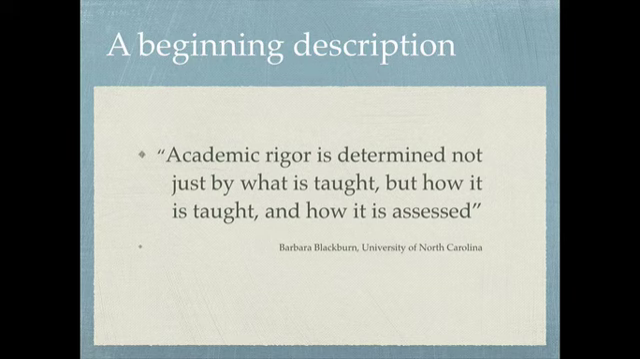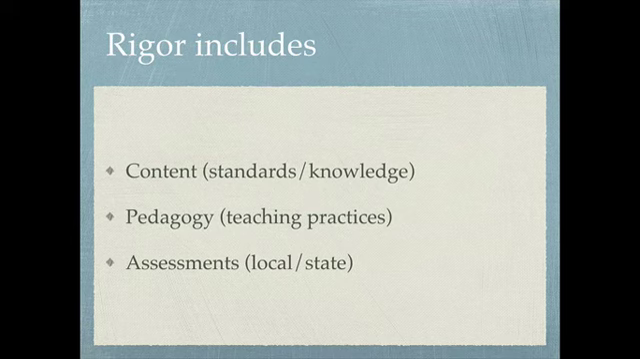And so one way to begin is to just think of it in a very general description, which is: academic rigor is determined not just by what is taught, but how it is taught and how it is assessed. And that's from Barbara Blackburn, University of North Carolina. So one of the things to start out with is to look at rigor in terms of different components or pieces, and together those make up our understanding of what rigor is, or where the rigor is.